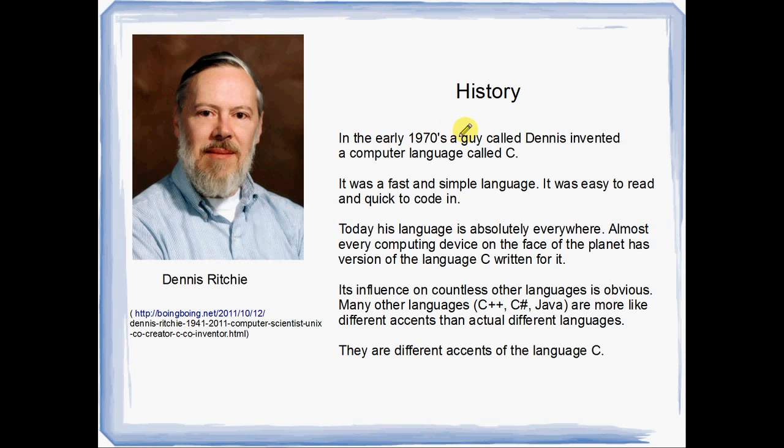Okay, so just a little bit of history first of all. In the early 1970s there was a guy called Dennis Ritchie. This is him just over here. And he invented a computer language called C. And this was a really fast and simple language. It was easy to read and quick to code in, as opposed to assembly languages anyway. And today, his language is absolutely everywhere. Massive, massive influence on programming languages. And yeah, this guy's actually one of the most important people in all of computing history. The mighty Dennis Ritchie.